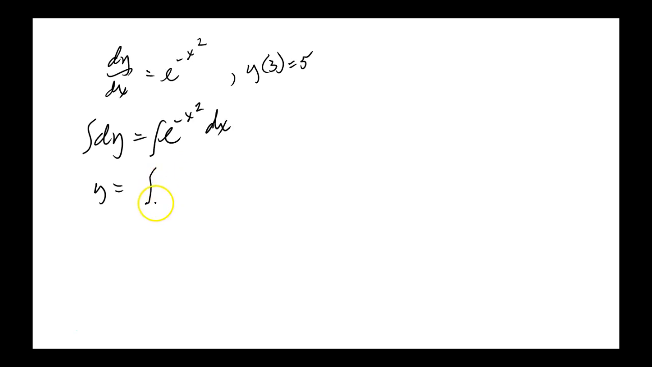from x sub 0, well, okay, they do it from 3 to x of e to the minus t squared dt. Okay, that's how you pretty much do this. Now, why the 3 down there? Because that was your initial condition that you know a value for.